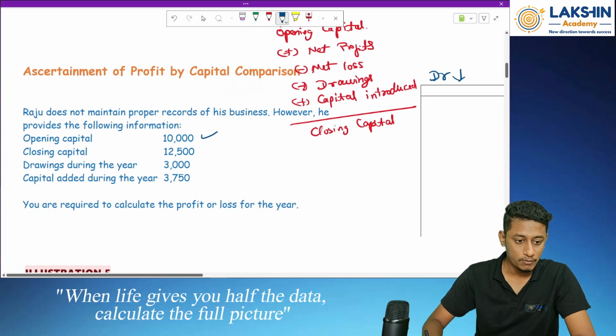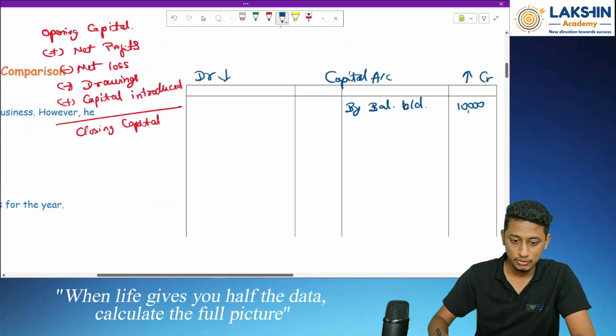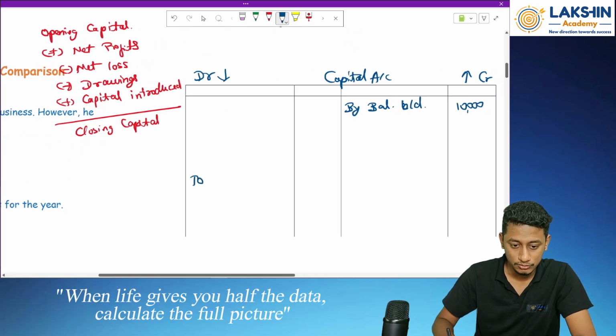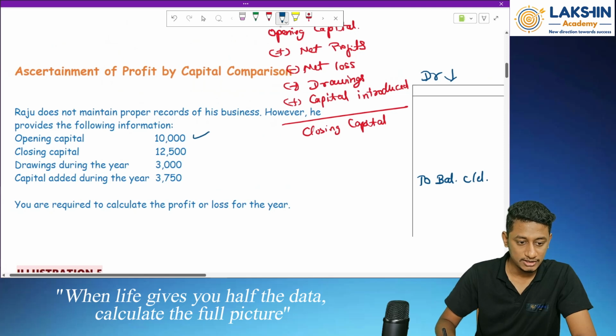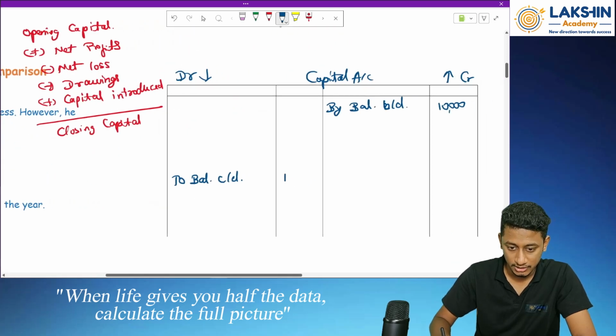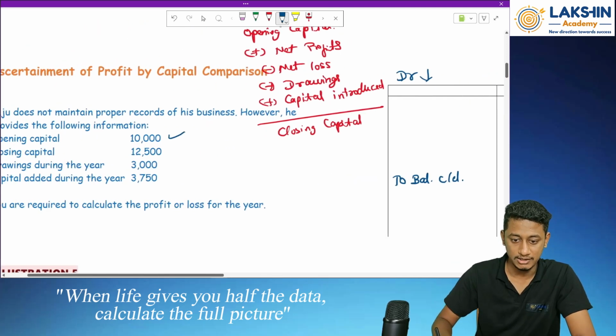Okay, fine. Then what is given? Closing capital is given to us. So closing capital will come on this side. So, to balance carried on. How much is it? Rupees 12,500. Then going ahead.